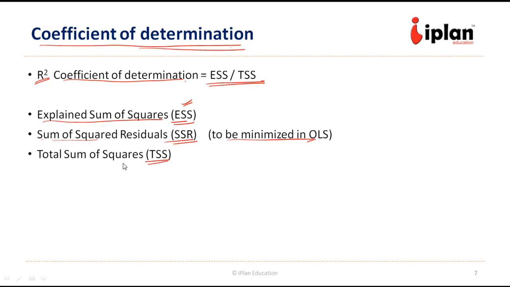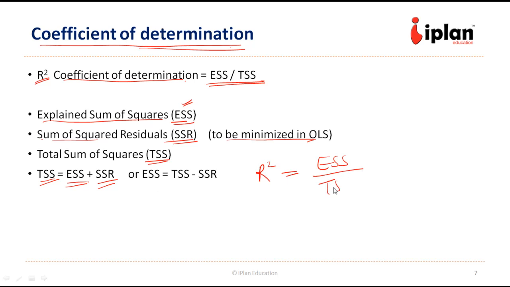And then we have TSS, total sum of squares, which is nothing but the summation of the explained part and the sum of squared residual part. So this is total sum of squares. If we want to calculate R square, which is ESS by TSS, we can also write ESS as total sum of squares minus sum of squared residuals, divided by TSS. So this is how we can rewrite the formula in other terms.